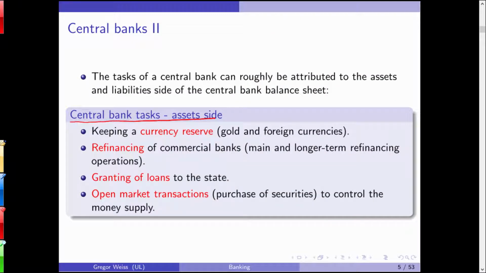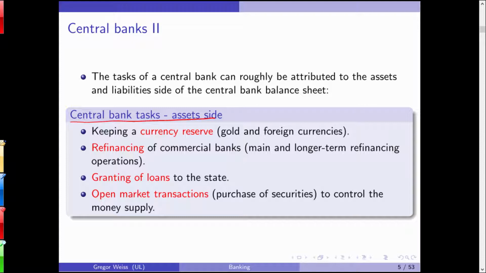If you look at the asset side, now, to make it a little more complex, usually the central bank will keep a certain currency reserve in gold and foreign currencies on its asset side. It will have the refinancing of commercial banks. It will have claims against commercial banks. It will sometimes also grant loans to the state, which is quite controversial. And in many countries, of course, the central bank is forbidden to do this.